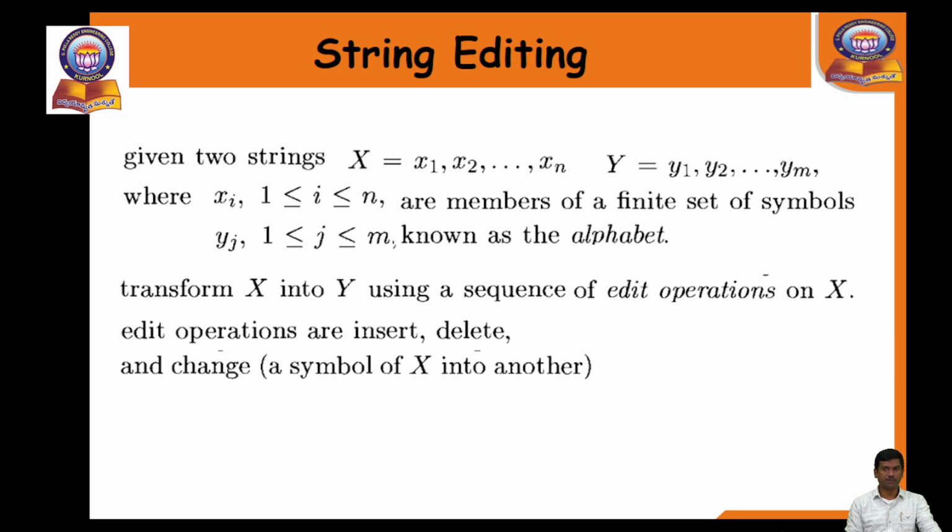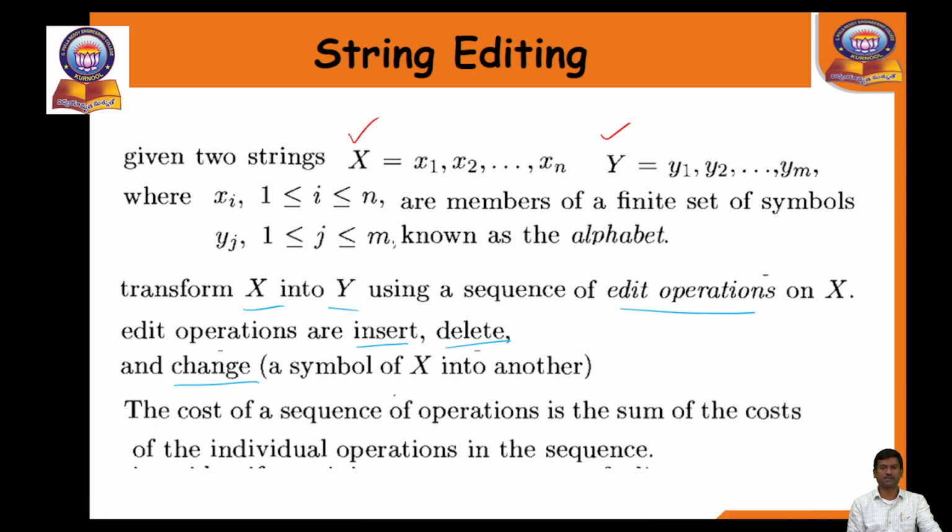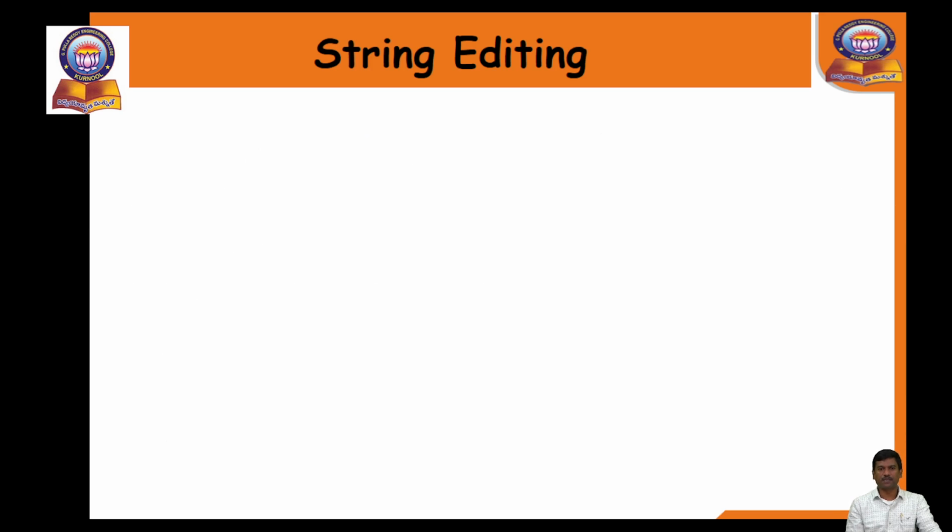Given two strings, x and y, you need to transform the given string x into y by using the following edit operations: insert, delete, and change. That is the objective of string editing, with the minimum cost. The cost of a sequence of operations is the sum of the costs of the individual operations in the sequence. What does this mean? I'll explain with an example.